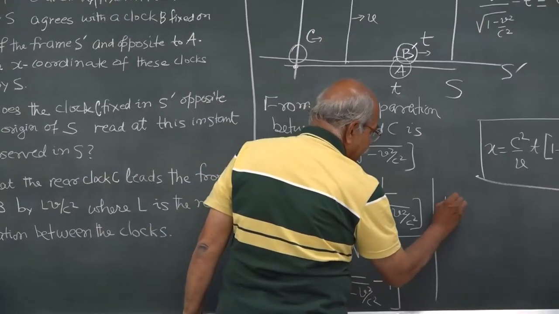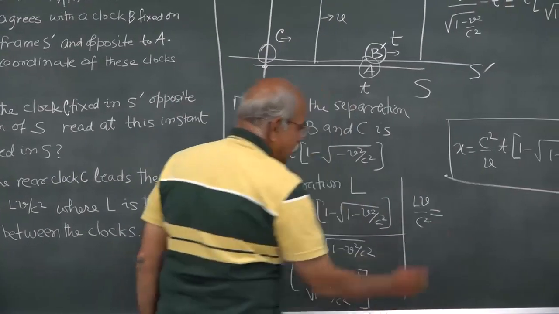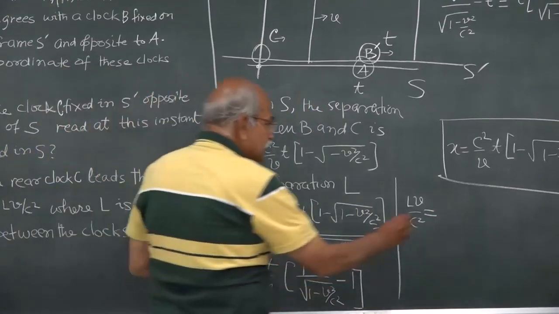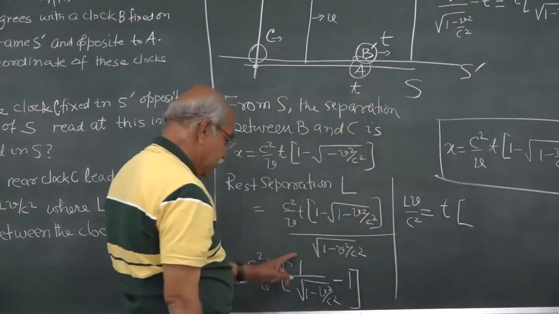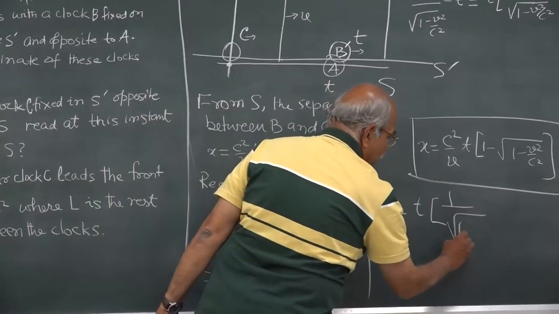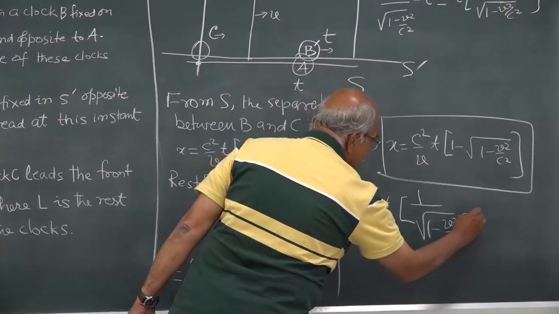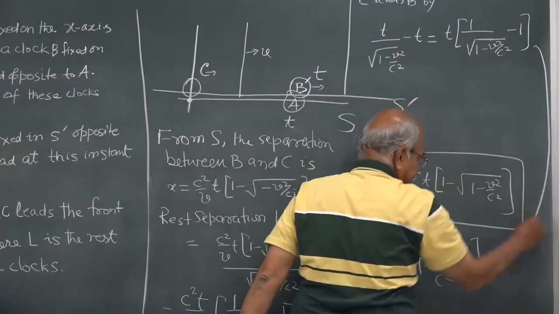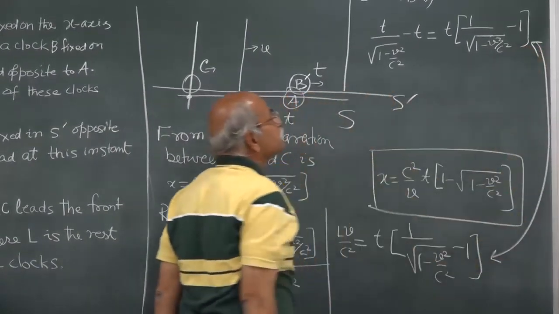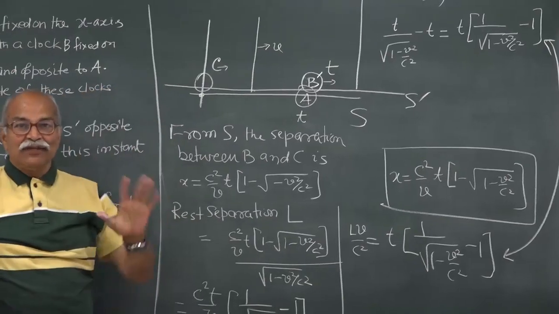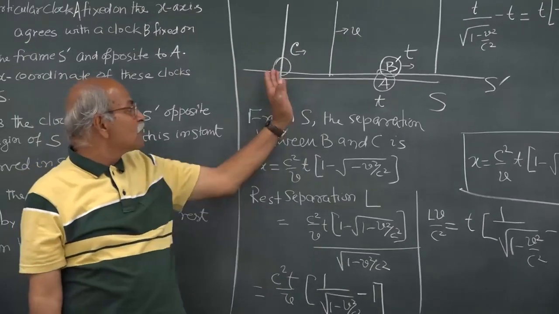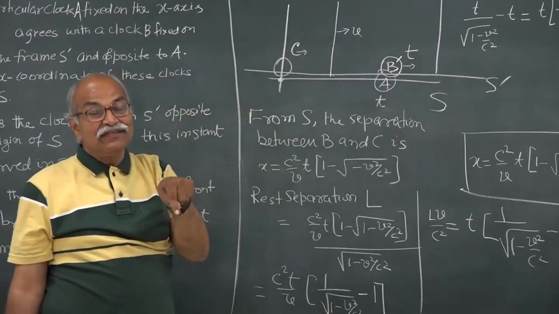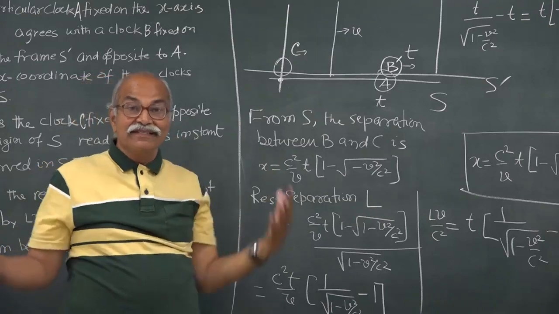So, L v by c square is equal to v by c square. So, this cancels out and you are left with t, and then 1 divided by square root of 1 minus v square by c square and minus 1, and that is same as this. That is same as this. Okay, so everything is consistent. This rear clock leads the front clock by L v by c square, where L is the rest separation.